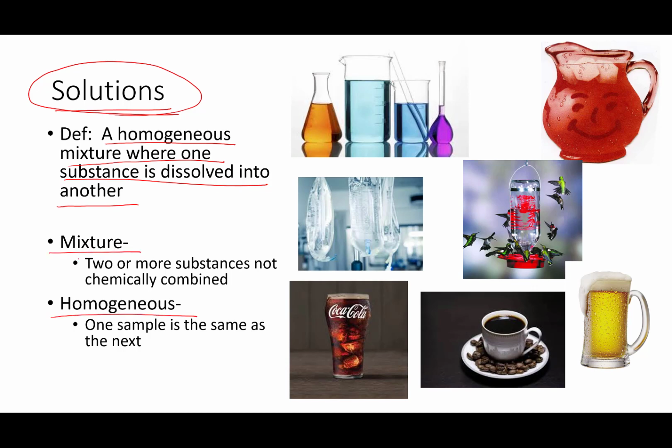Now, a mixture is two or more substances that are combined but not chemically combined. They are together. They can be physically separated, but they are not chemically bonded. They just happen to be all slurried up together. And a homogeneous mixture means that one sample is going to be the same as the next sample.